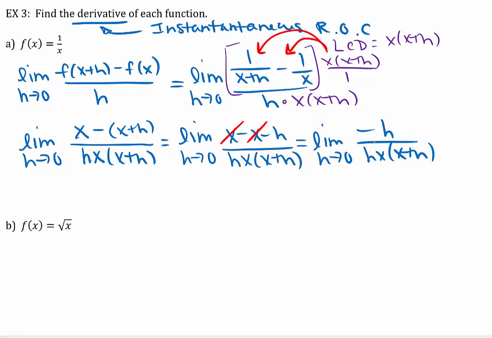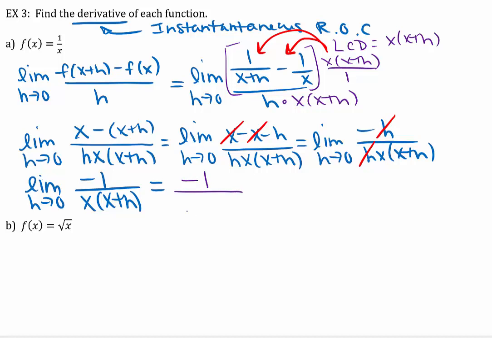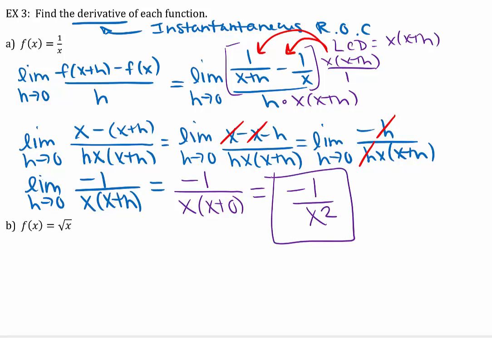Finally, I can cancel an h out of the top and the bottom. And I'm left with the limit as h goes to 0 of negative 1 over x plus h. To finish my limit, I plug in 0 for h, so I get negative 1 over basically x times x, or negative 1 over x squared. And that's my answer. That's the derivative of this function.